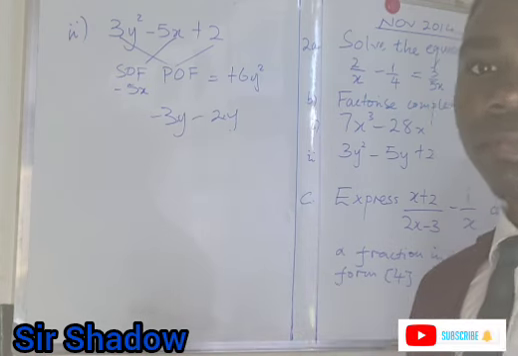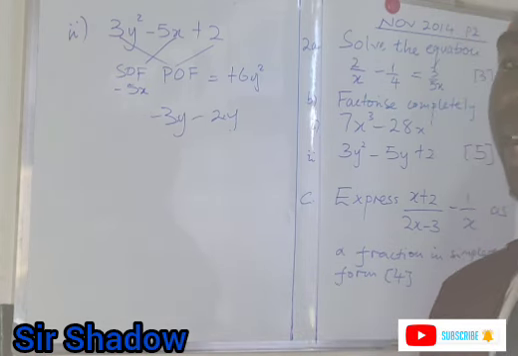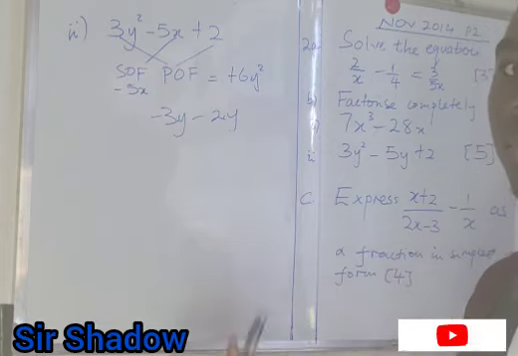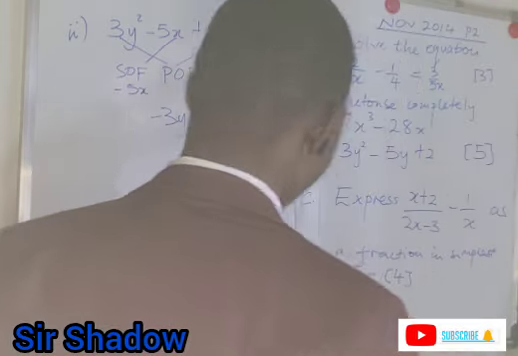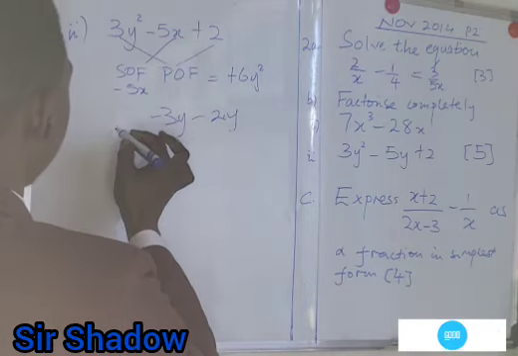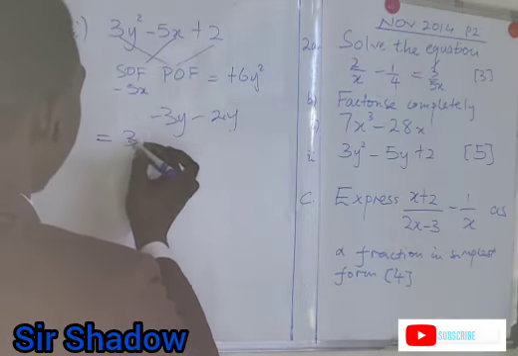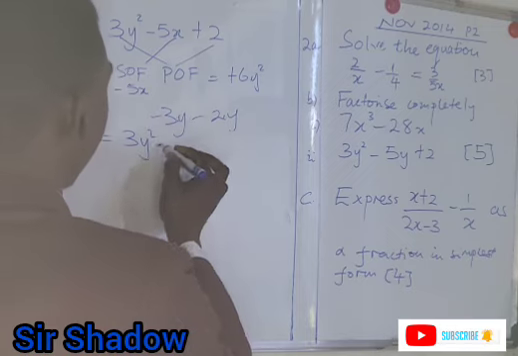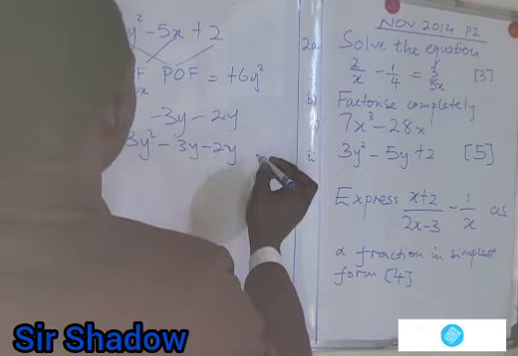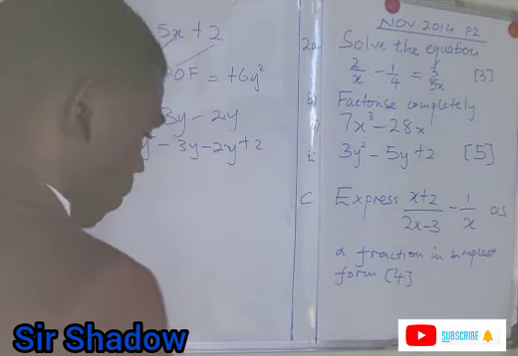Then let's remove the sum of factors in between and substitute those two factors. So removing this one, to give us 3y squared minus 3y minus 2y plus 2.